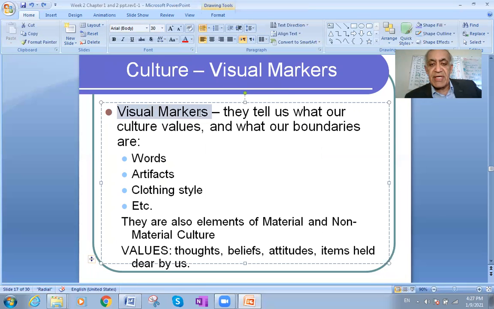Culture, visual markers. Visual markers all tell us what our culture values and what our boundaries are, in words, in artifacts, clothing style, anything else.